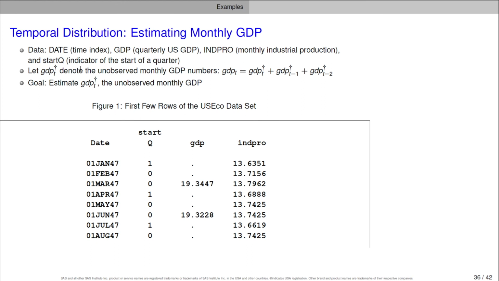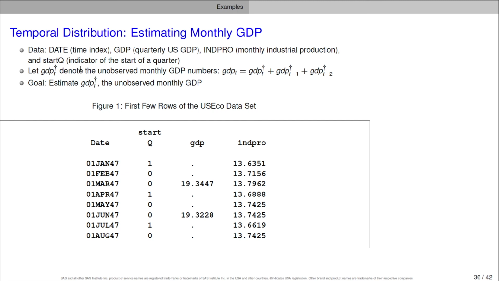Let's go on to the third example. In this example, we consider the problem of creating a series of monthly GDP numbers that are consistent with the available information, such as the official GDP numbers, which are published only quarterly, and the industrial production numbers that are published monthly. Since the official GDP numbers are only published quarterly, but for a variety of reasons people need GDP numbers at finer intervals, for example monthly, this is called a temporal disaggregation or temporal distribution problem.